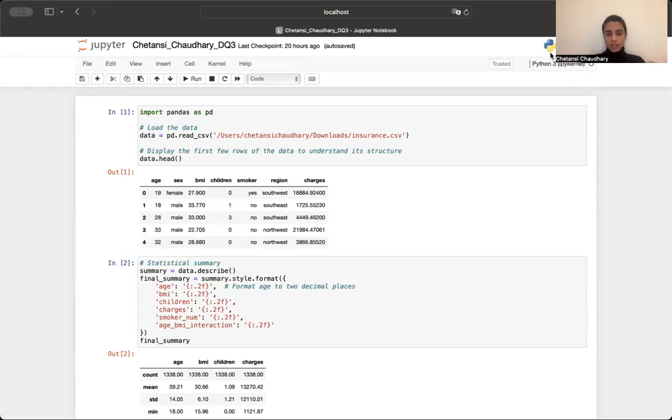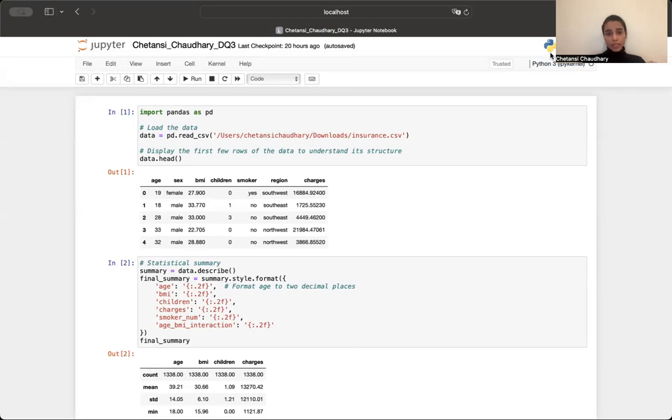Now let's get started. Our first step is loading the dataset. We are working on health insurance data that includes information about the insured, like age, BMI, number of children, smoking habits, and the charges they incur. By using the Pandas library, we have loaded the dataset and read it. Since the dataset is in the format of a CSV file, read_csv has been used.